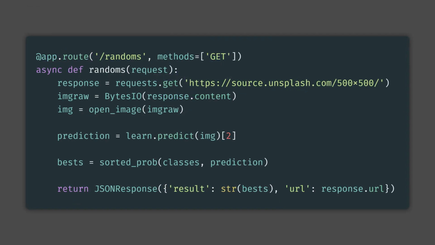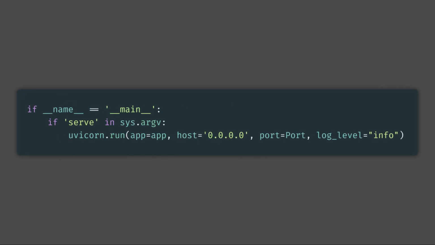Here in the randoms route, we do something similar to the last one, but we first get a random image from Unsplash using their API, and then we send the results. Finally, we tell Heroku to run the server on the port that Heroku set for us with the port variable.